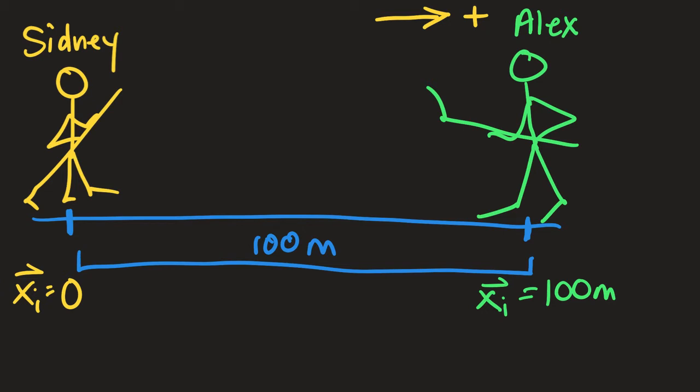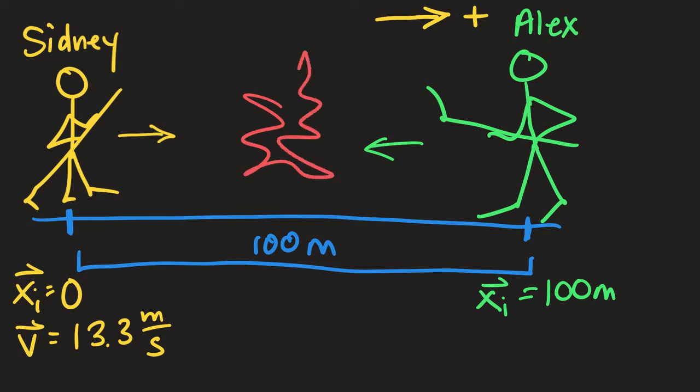And then it does tell us how fast they skate. So Sidney Crosby, he's going to skate that way, which is in the positive direction. So his velocity is going to be a positive velocity, 13.3 meters per second.